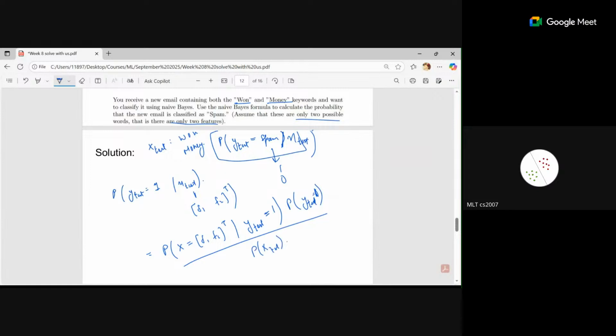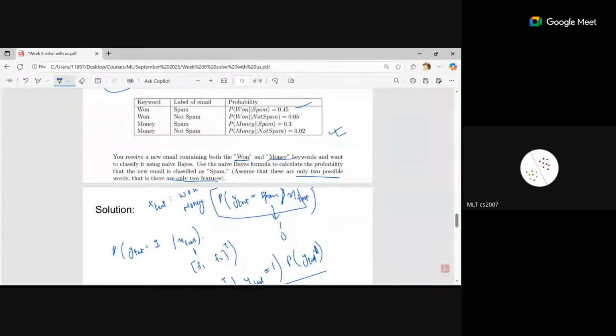Now what is the probability of y test is equal to 1? So if we look here, how many spam emails do you have? 0.6.